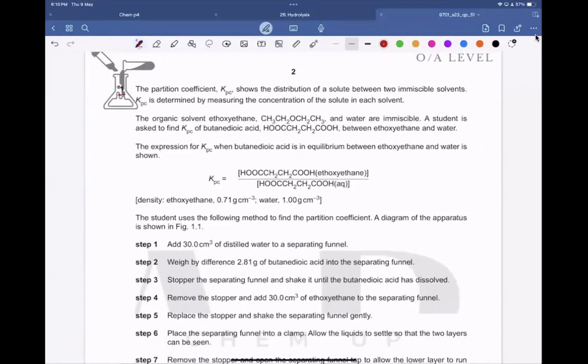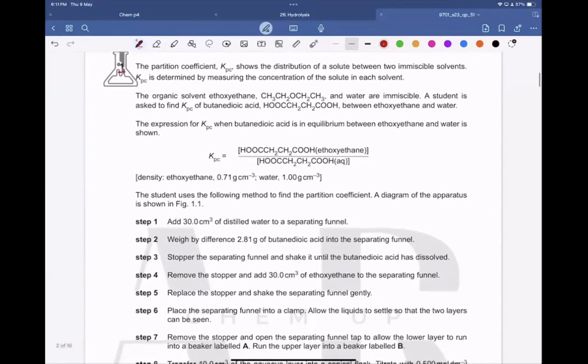Let's start with question number 1. So do understand the question and do focus on the steps. The partition coefficient, KPC, shows the distribution between two immiscible solvents. Okay, so it's about partition coefficient.